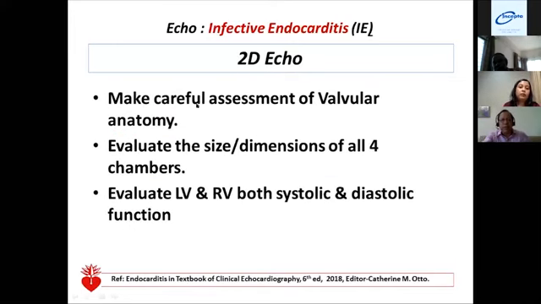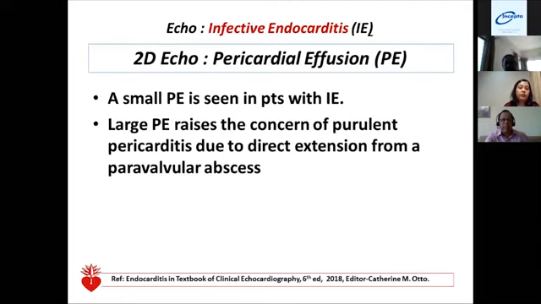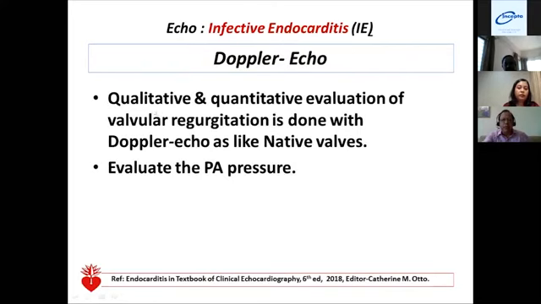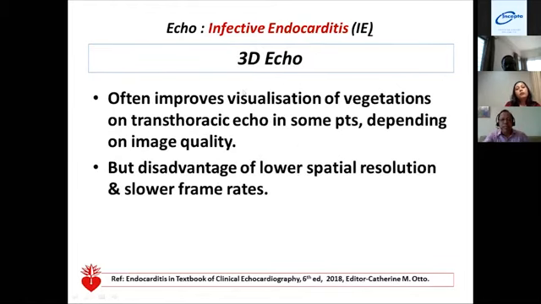By 2D echo, make a careful assessment of the valvular anatomy, evaluate the size and dimensions of all 4 chambers, and evaluate left ventricular and right ventricular function, both systolic and diastolic. A small pericardial effusion is seen in patients with infective endocarditis, but not purulent pericarditis, due to direct extension from the paravalvular abscess. Regarding Doppler echo, qualitative and quantitative evaluation of valvular regurgitation is done with Doppler echo as with native valves, and evaluate the PA pressure. And 3D echo often improves the visualization of vegetation on transthoracic echo in some patients.